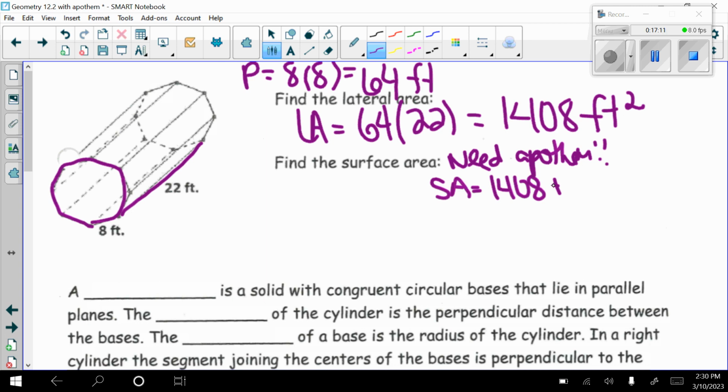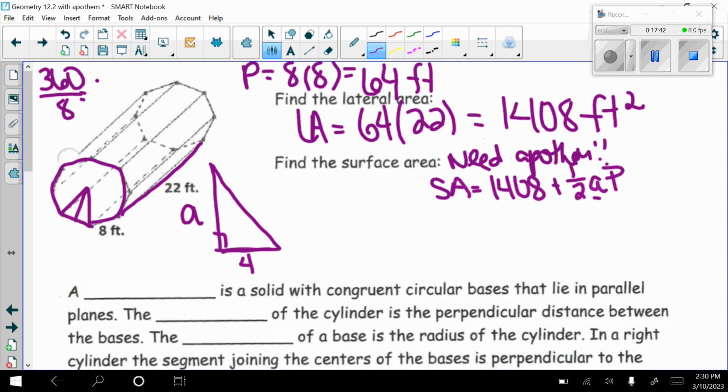And so here my area of the base is 1/2 the apothem times the perimeter. I know my perimeter is 64, so I need that apothem. Okay? So again, I'm going to make that isosceles triangle, drop the apothem down. I'm going to draw half that isosceles triangle. This is the apothem I'm looking for. Each side started out being 8. When I dropped my height, I cut it in half, 4. The central angle, 360 divided by 8, started out being 45. When I cut that in half, that is this top angle, 22.5.